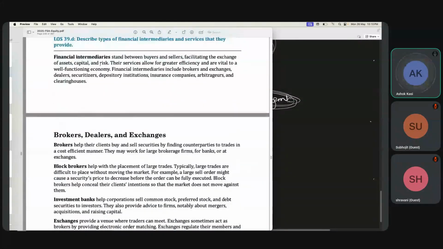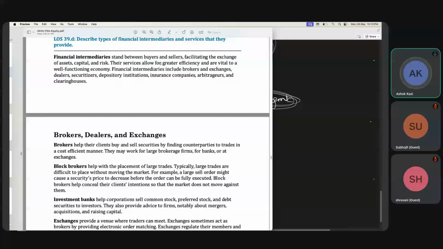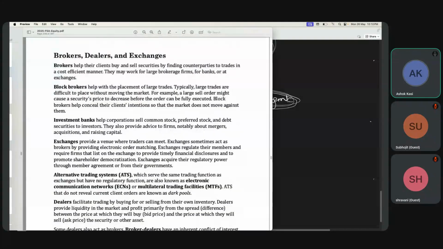Now, describe types of financial intermediaries and the services that they provide. Intermediaries stand between buyers and sellers, facilitating the exchange of assets and capital. Now who are these intermediaries? Brokers. The brokers, I believe you know, right? Brokers help clients buy and sell securities by finding counterparties to trade in a cost efficient manner.